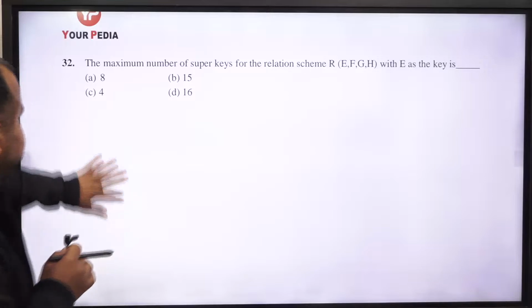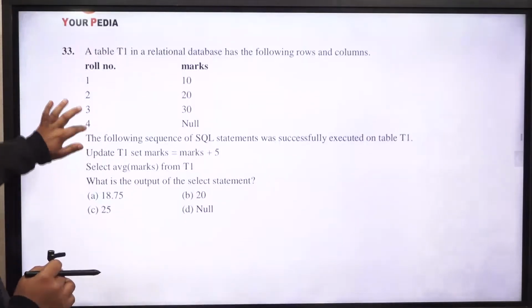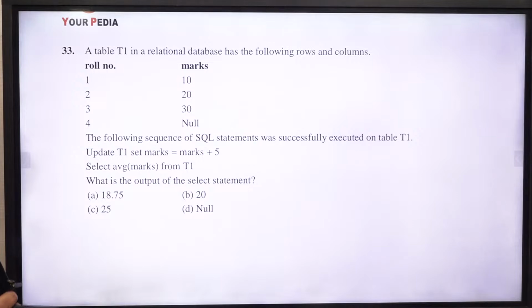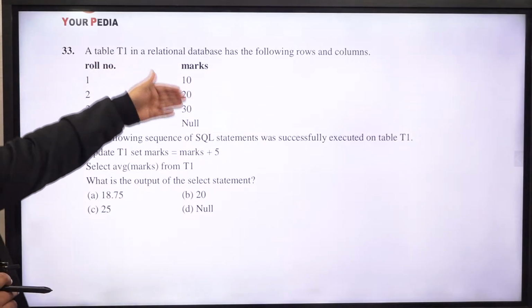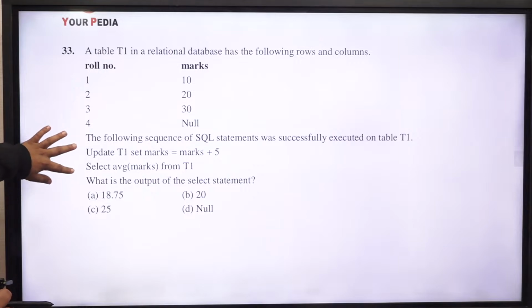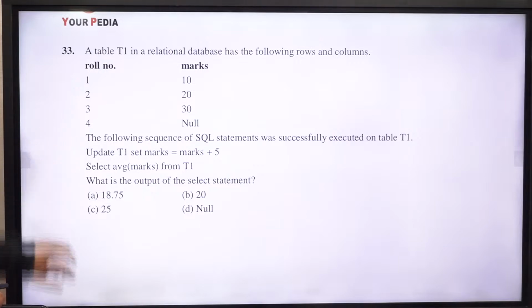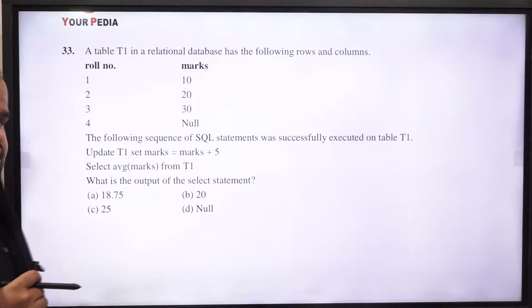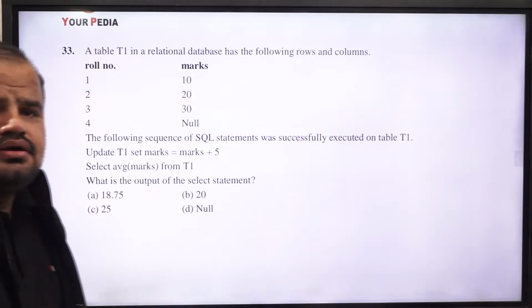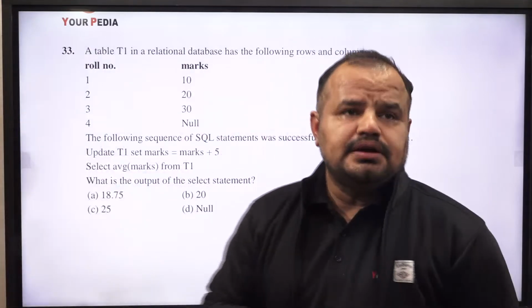Next, my dear students. Now tell me. Yes, very important problem. Now tell me, a table has T1. These are the roll numbers associated with the marks, and you have to perform this query. And now tell me, what is the output of this statement? What is the output? Akash, Lucky, Pawan, Racer, Priyanka, Professor.